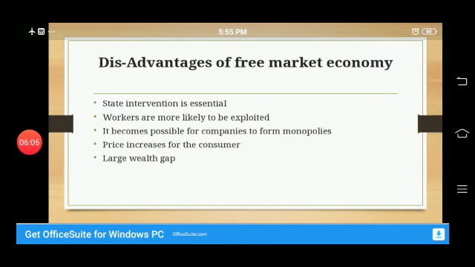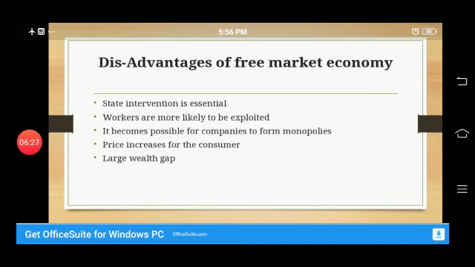Now, what are the disadvantages of the free market economy? Number one is that they say that in the free market economy there is no state, there is no authority. For some planning there should be state intervention. So it says that intervention is essential.